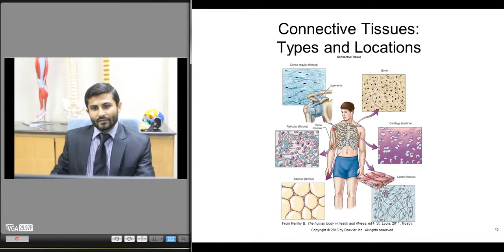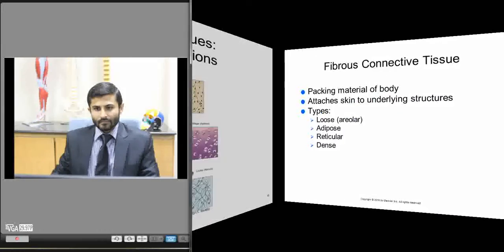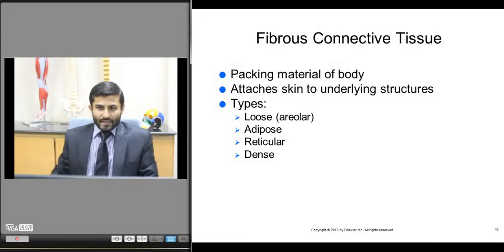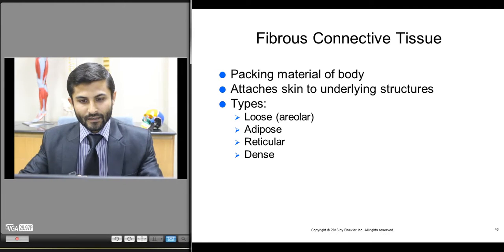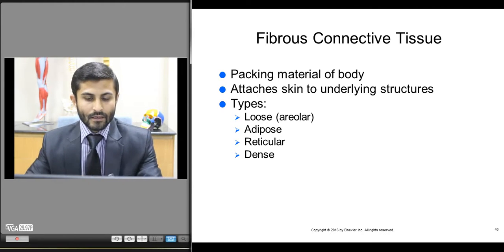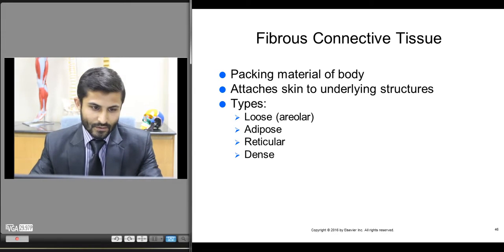So we are looking at the types and locations of the connective tissues. In the bones, in the cartilage, we can look at the ligaments, and we are also looking at the other connective tissues, like the fat, which is also a connective tissue. Fibrous connective tissue is the packing material of the body, attaches the skin to underlying structures. It has types like loose, which is areolar, adipose connective tissue, reticular tissue, and dense connective tissue.